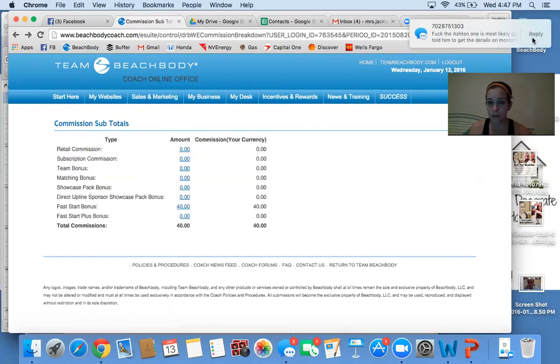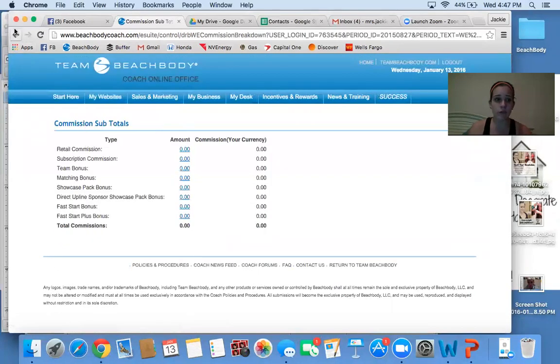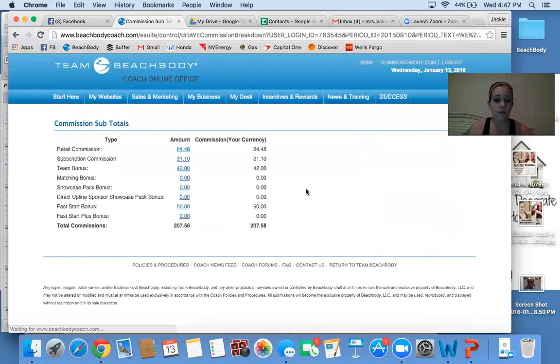Sorry about that. I still had no team bonus because I still wasn't Emerald. I had one coach on each leg, but I hadn't reached Emerald because they were inactive and I didn't have volume yet. The next week was nothing, zero, no bonus, no retail, nothing.